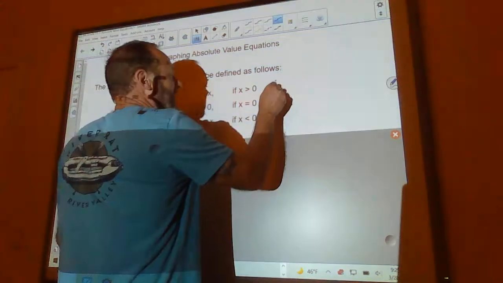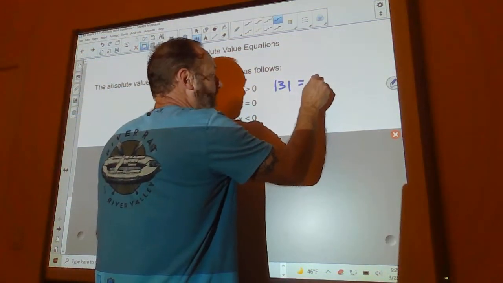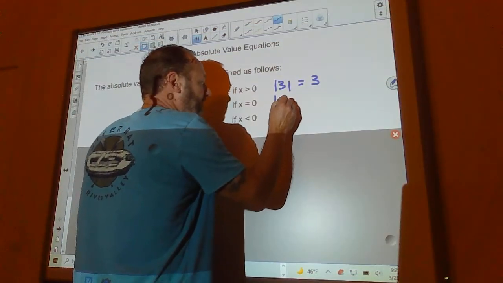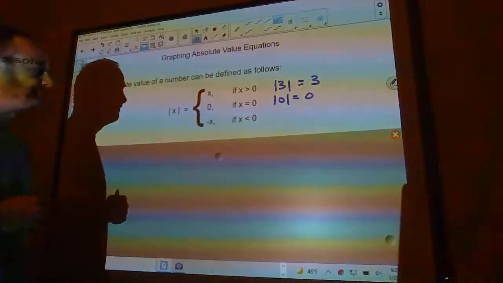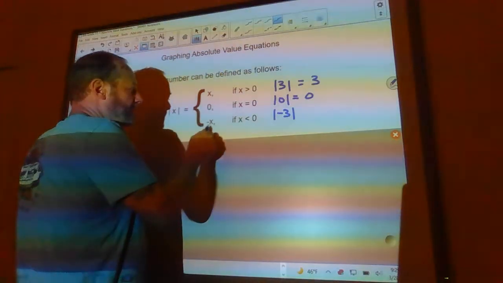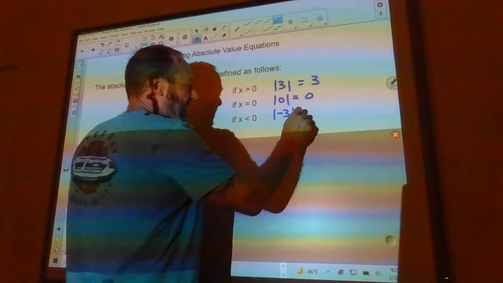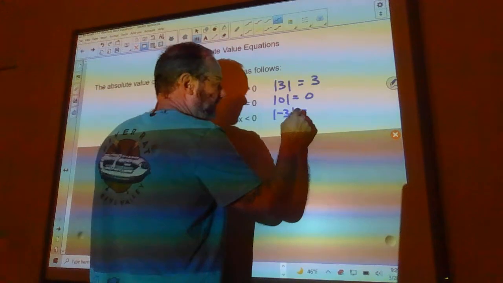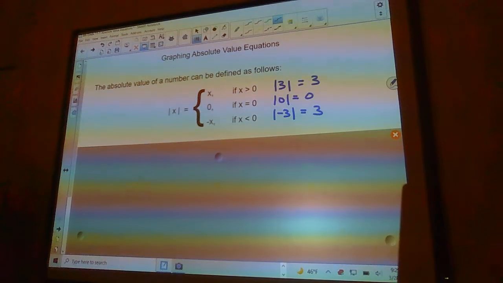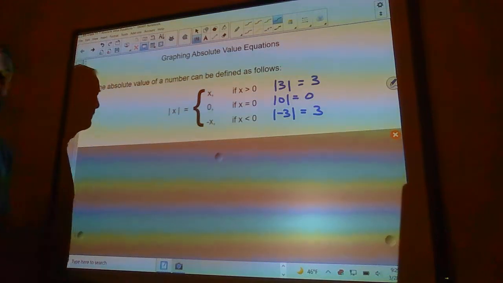What this means is, let's say we have the absolute value of 3. Well, 3 is greater than 0, so the absolute value of 3 is 3. Now, if we have the absolute value of 0, that's just 0. If we have the absolute value of negative 3, then x is less than 0, so the answer is negative x. Well, negative x when x is negative 3 would be positive 3.